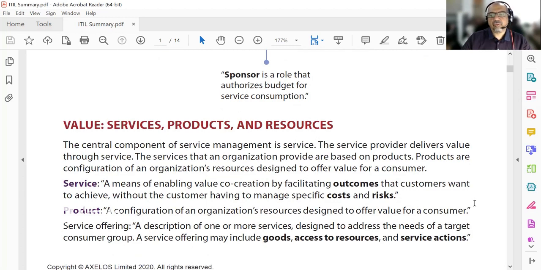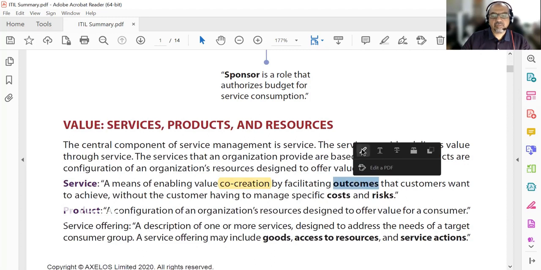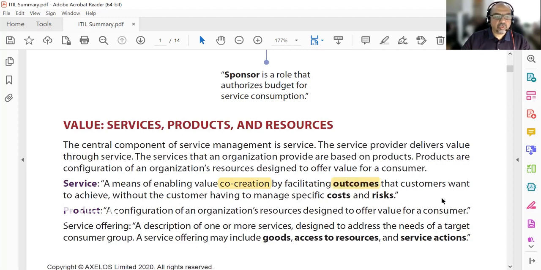Provide value through service. So the service definition: it is a means of enabling value co-creation between both parties, between service provider and service consumer. How? By facilitating outcomes, benefits, results that customers want to achieve without the customer having to manage specific costs and risks.